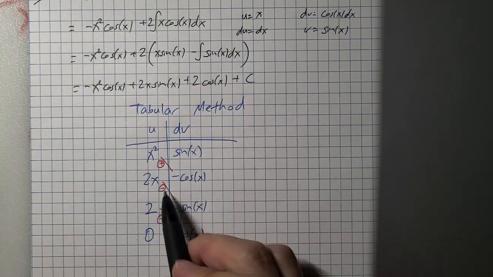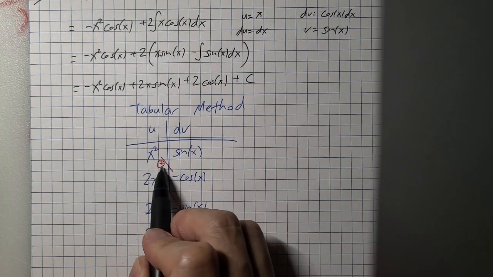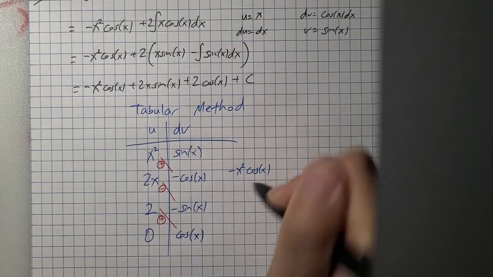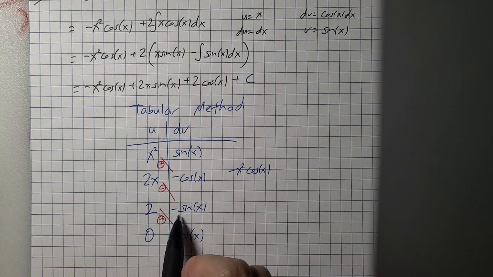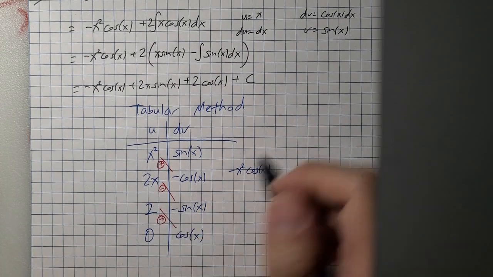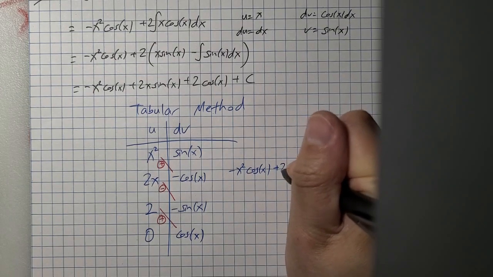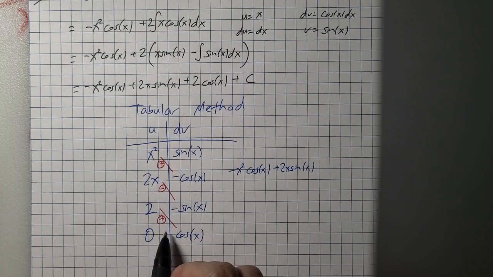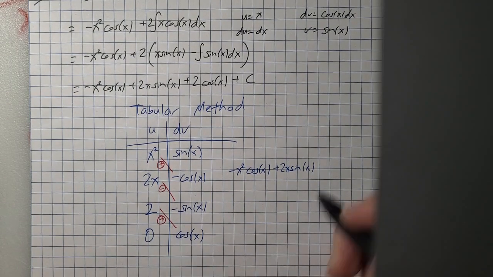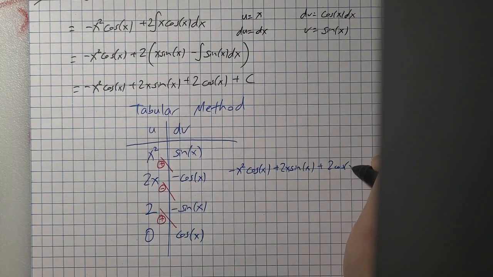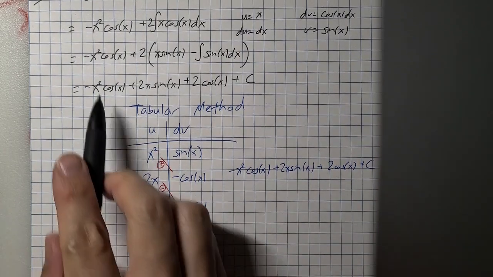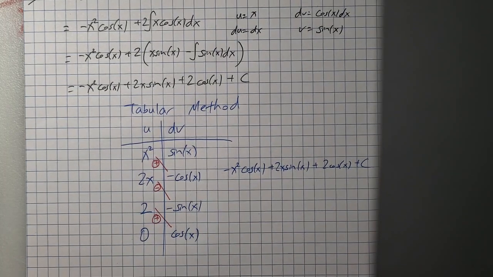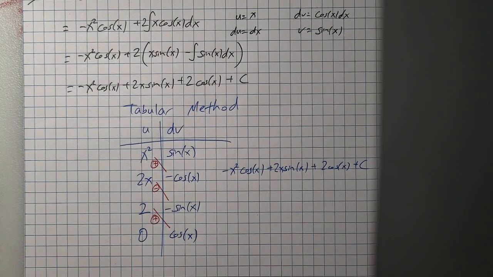This plus is a plus 1, this minus is a minus 1. So x squared times 1 times minus cosine x, that'll be minus x squared cosine x, minus 1 times 2x times minus sine x. Those negatives become a positive, so it'll be plus 2x sine x. This one will be 2 times 1, positive 1, times cosine, so plus 2 cosine x plus C, and we see that we get the same answer we got up there. So this is a quicker method to solve these types of integration by parts problems.